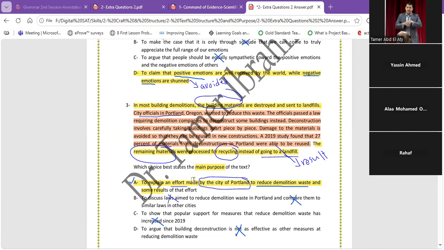Because of that, I put a circle on it. But he talks about demolition waste and the results in the first and last sentences. So I keep it.